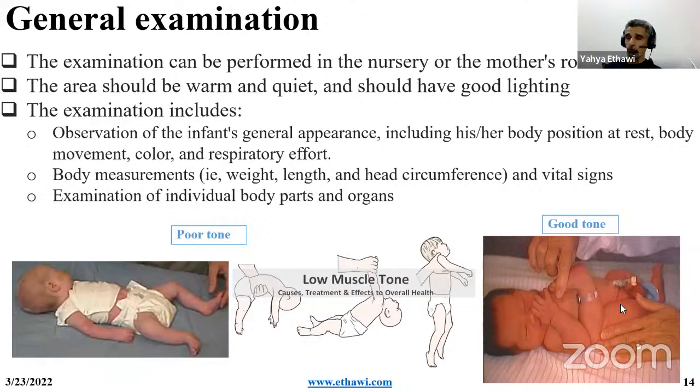is good tone. And you can do axillary suspension, ventral suspension, or head lag positions. Usually we don't like them in infants, but you can do them if it's still suspicious that it's hypotonia. So if the hand and the foot are on the mattress, it's hypotonia; if the hand and the foot are off the mattress, it's a good tone. Any question?